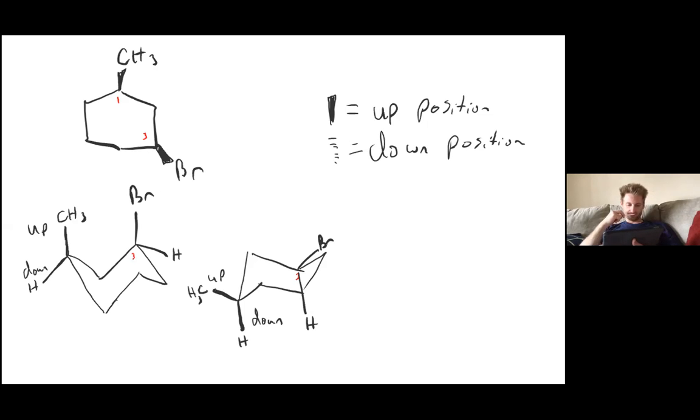For determining stability, you want to favor having more equatorial positions. So we don't really care about the H's, we only care about the substituents. This has two positions that are axial versus this one, which has two positions that are equatorial. This one would be more stable.